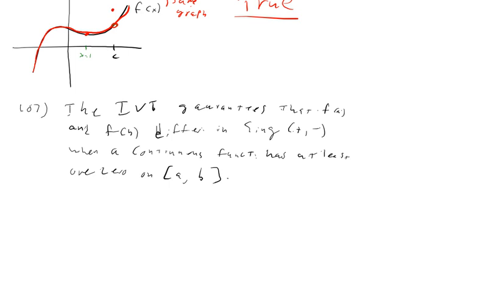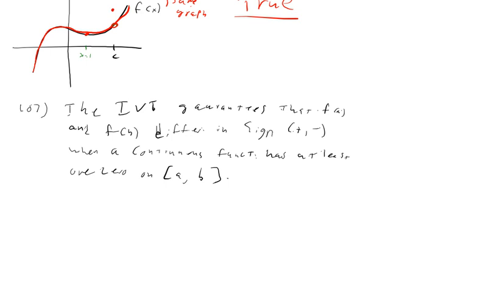Nope, what did I say? Sign of 1. Sign. My dyslexia is showing through, sign. Differ in sign, when a continuous function has at least one zero on a to b.